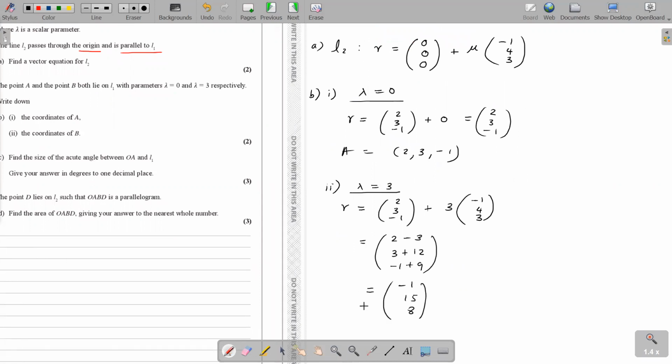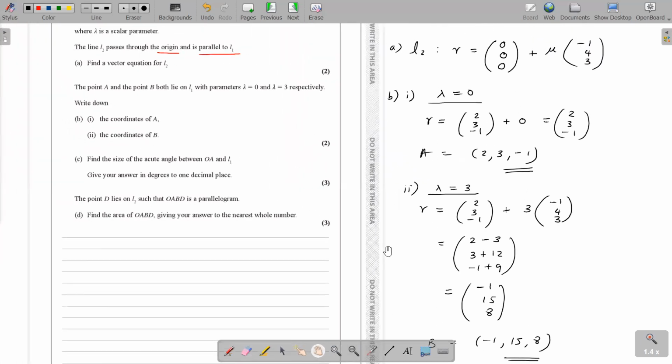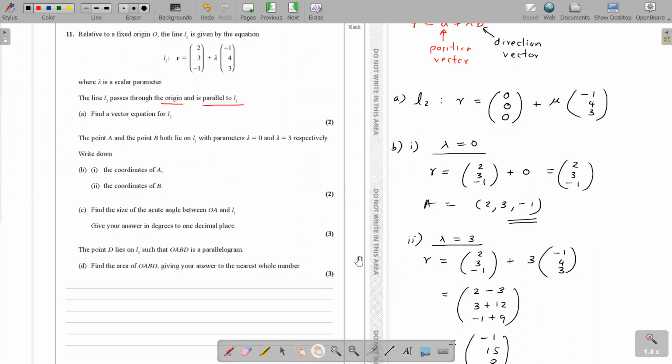So this is the coordinate of B. The position vector of B is minus 1, 15, 8. So coordinate B is minus 1, comma 15, comma 8. So I think all of you are capable of getting this. This is quite easy. All you have to do is just substitute the lambda value into the main equation and get the coordinate. Okay, I'll move to the next one.